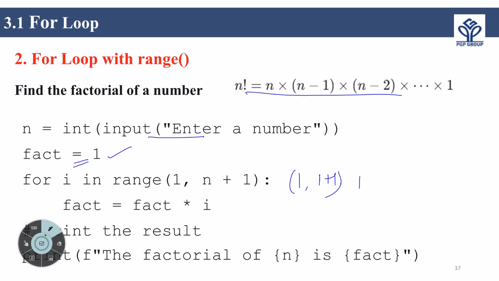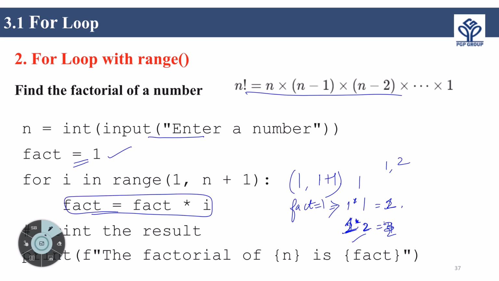Okay, fact is equal to fact star I. So the first fact value is equal to 1, incremented. So fact star I, 1 star 1 equal to 1, then 2. Next, fact value is 2. Clear? I value is 2. Clear or not? Sorry, fact value is 1, I value is 2. So 1 star 1, 1, this one is a 3. Clear? So for factorial value we can apply this formula. Clear?